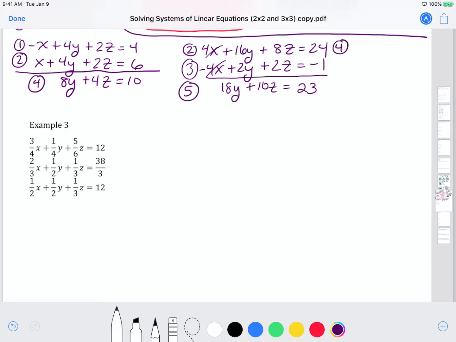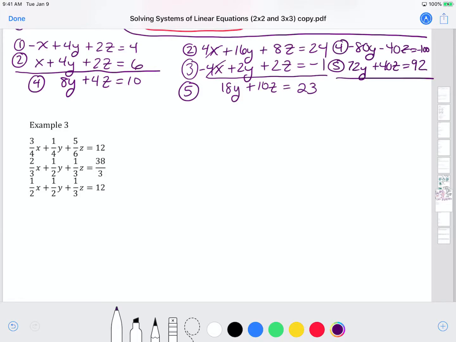So I'm going to multiply equation 4 by negative 10. When I do that, that gives me negative 80y minus 40z is equal to negative 100. Then with equation 5, I'm going to multiply by positive 4. That will give me a positive 40z and a negative 40z, so my z's disappear. So when I take 18 times 4, that's going to give me a 72y. Then I get a plus 40z is equal to, and then if I take 23 times 4, that gives me 92.